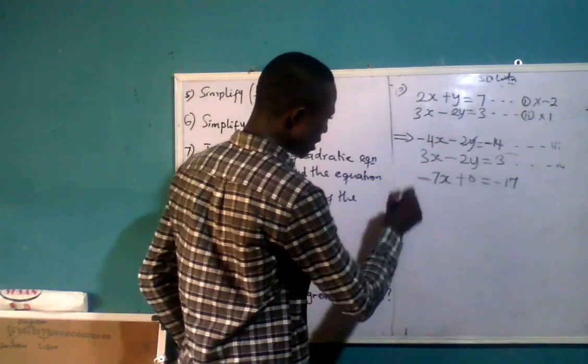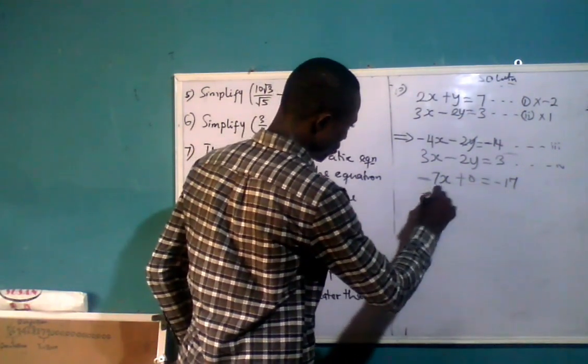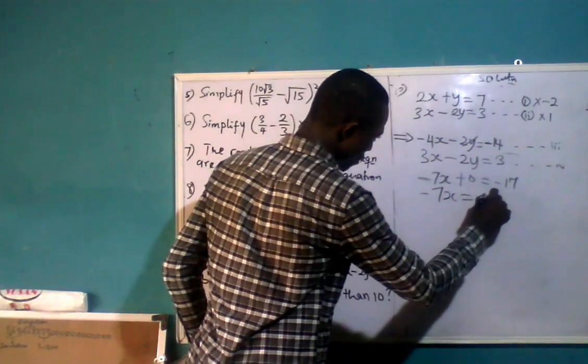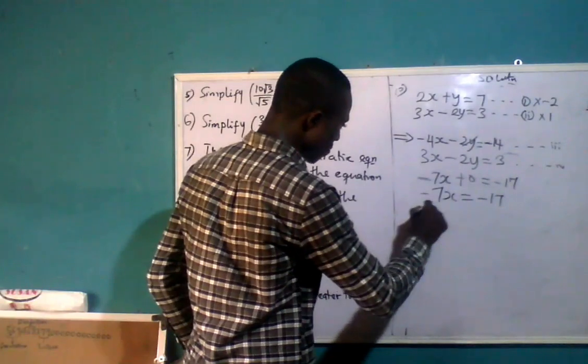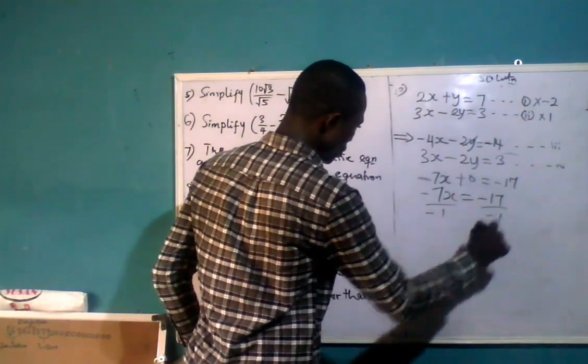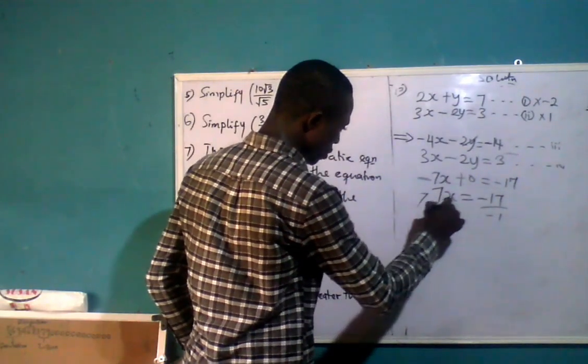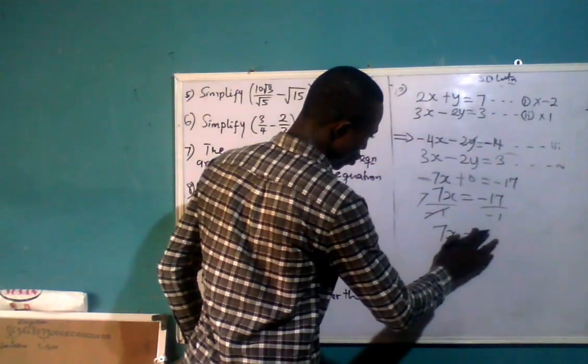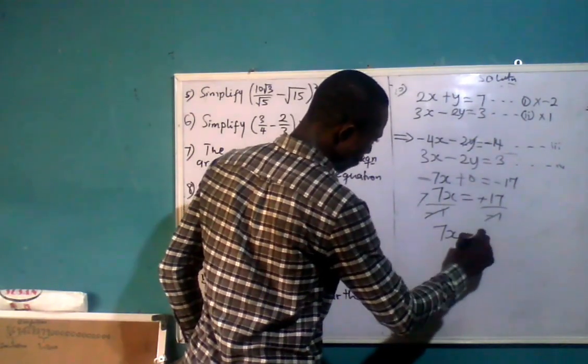So the next thing now is just bring this down. You have minus 7x equal to minus 17. Divide both sides by minus 1 to remove the minus sign. You have minus cancel minus. Therefore, you have 7x to be equal to 17.